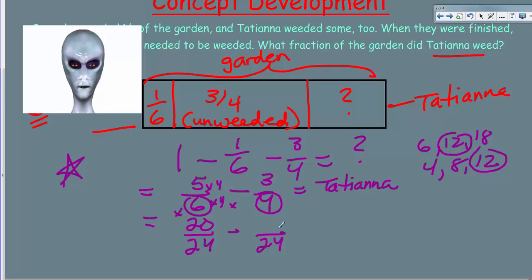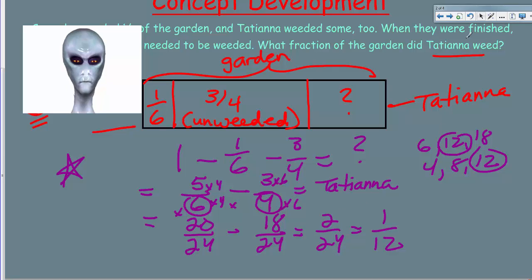This might be kind of new for you guys, but this is a skill that typically is taught, but this program doesn't always have you do it this way. 4 times 6 is 24, so you multiply that by 6, we get 18. Now if we subtract, we get our 2 over 24. And we're right back where we were. 1/12 if you divide that by 2, and you divide that by 2.